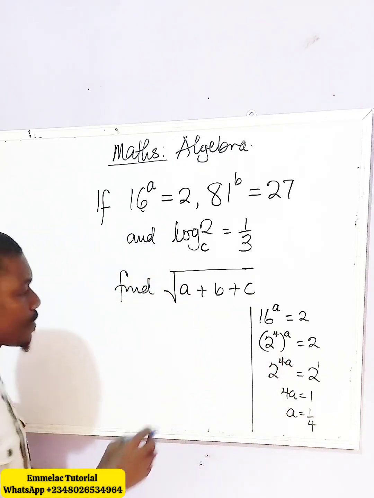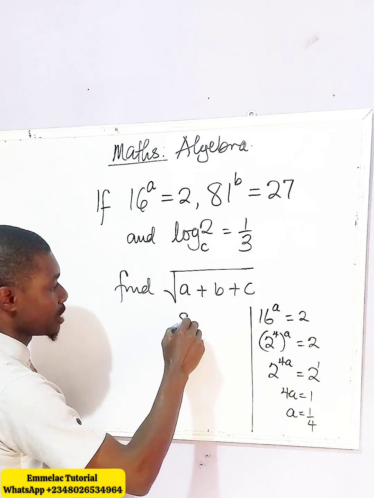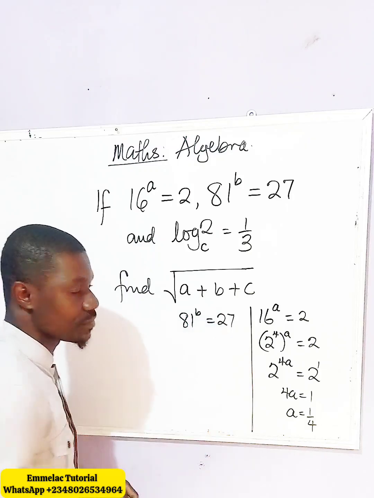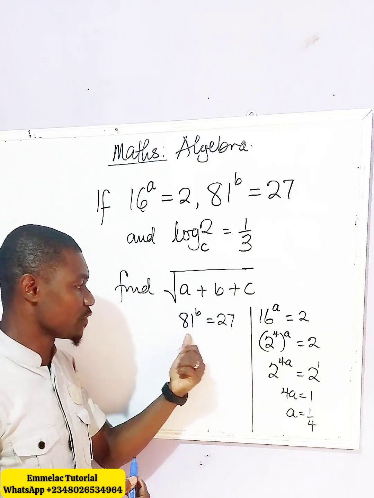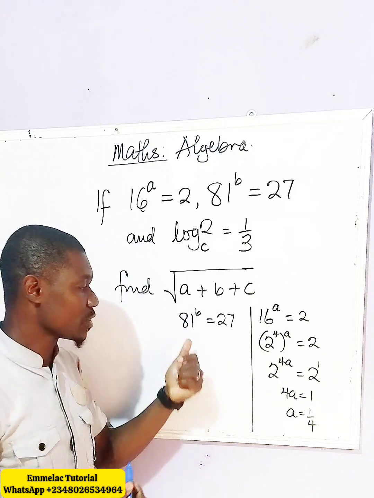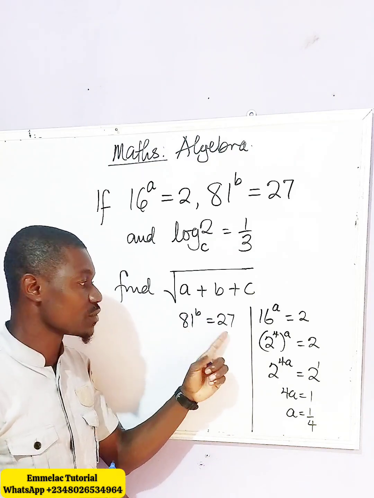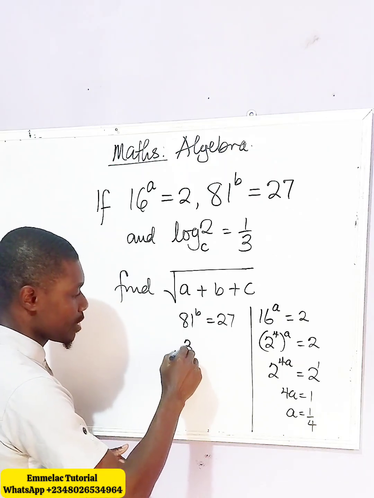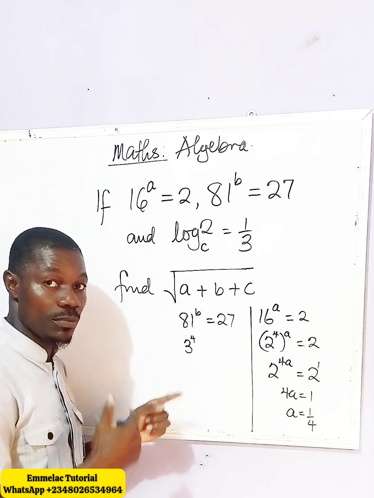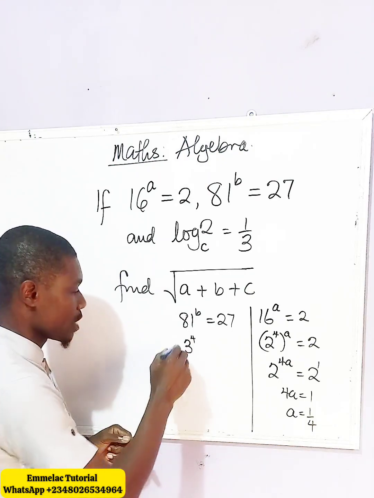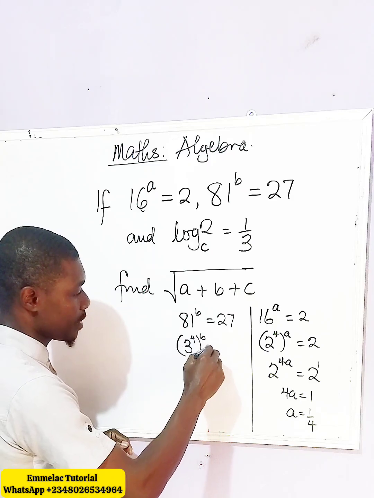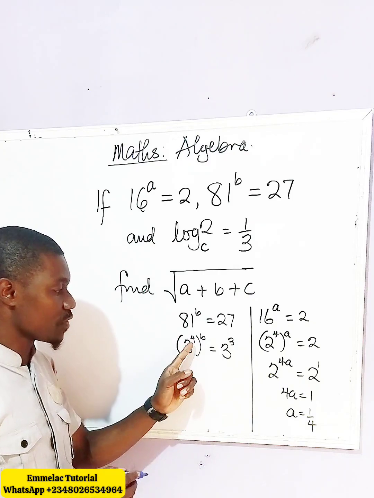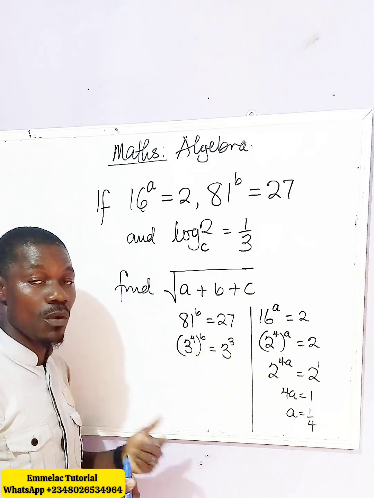Now let's go for b. So here you have 81 raised to the power of b equals 27. Now a common base for the two of them should be 3. So let us reduce 81 to a base of 3, and let us reduce 27 to a base of 3. So here we have 3 raised to the power of 4, because 3 raised to the power of 4 gives us 81, raised to the power of b, then equals 3 raised to the power of 3. So according to the law of indices, we can multiply 4 and b.